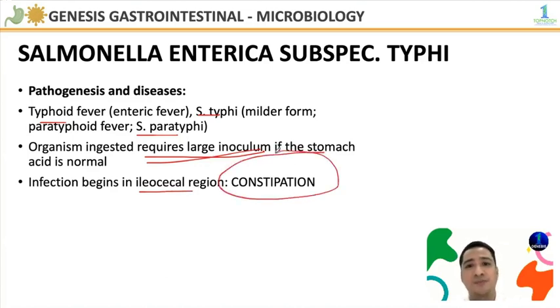characteristic constipation is the first manifestation of the patient, followed by diarrhea. Constipation, then diarrhea. So if you have a clinical picture of constipation followed by diarrhea, with the biochemical profile or the culture of the microorganism Salmonella, you're going to diagnose Salmonella infection.